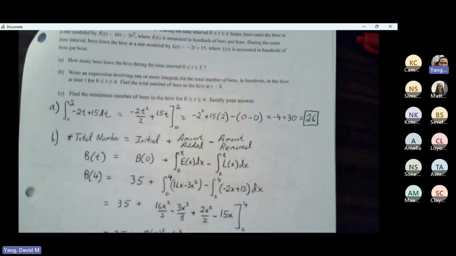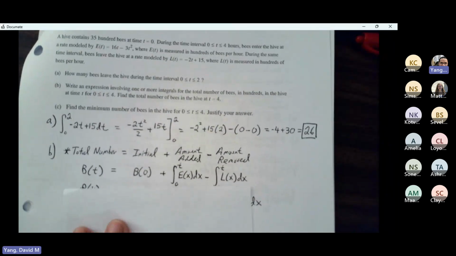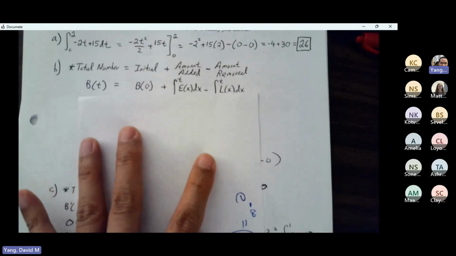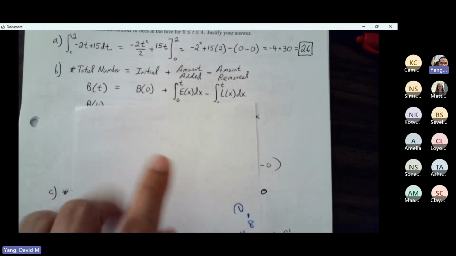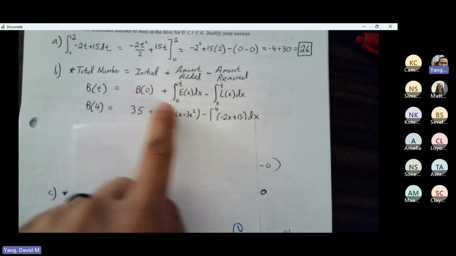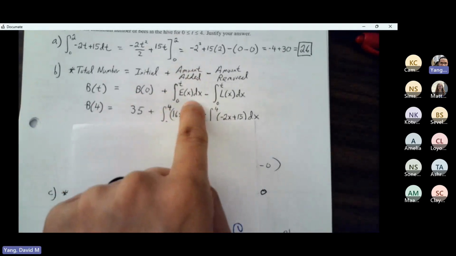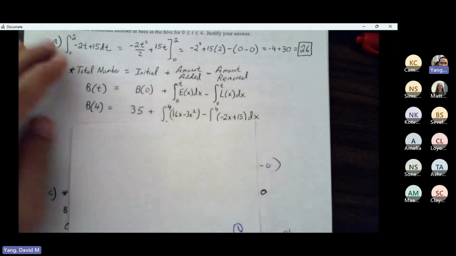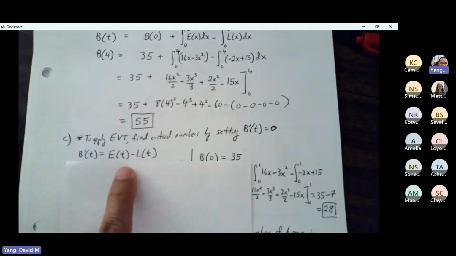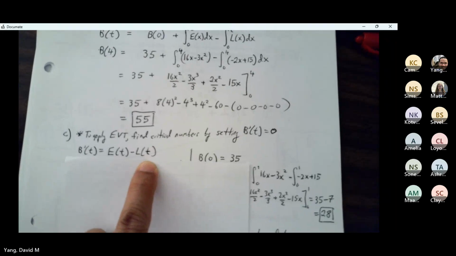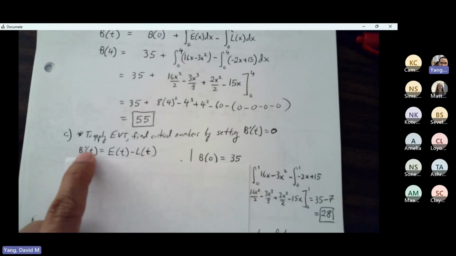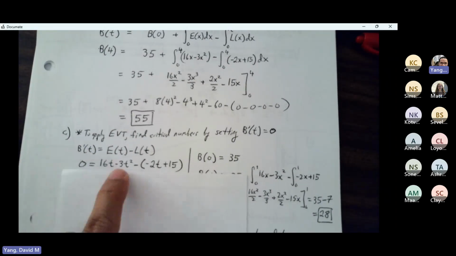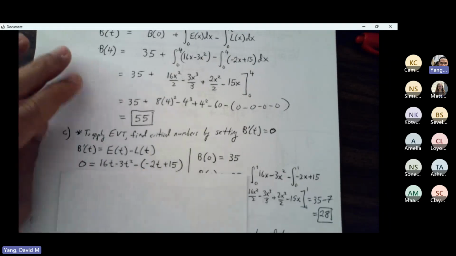So to find critical points, we need to find B prime, right? Set B prime equal to 0 to find our critical points. So B prime is, we know that's a constant that goes to 0. The derivative of this is going to be E of t. The derivative of this is L of t. So B prime is simply just E of t minus L of t. Now, B prime must be equal to 0, so we have to set this equation equal to 0. Our equation given to us is already at the rate level, at the E of t level. So E of t minus L of t, we got to do this by hand here.